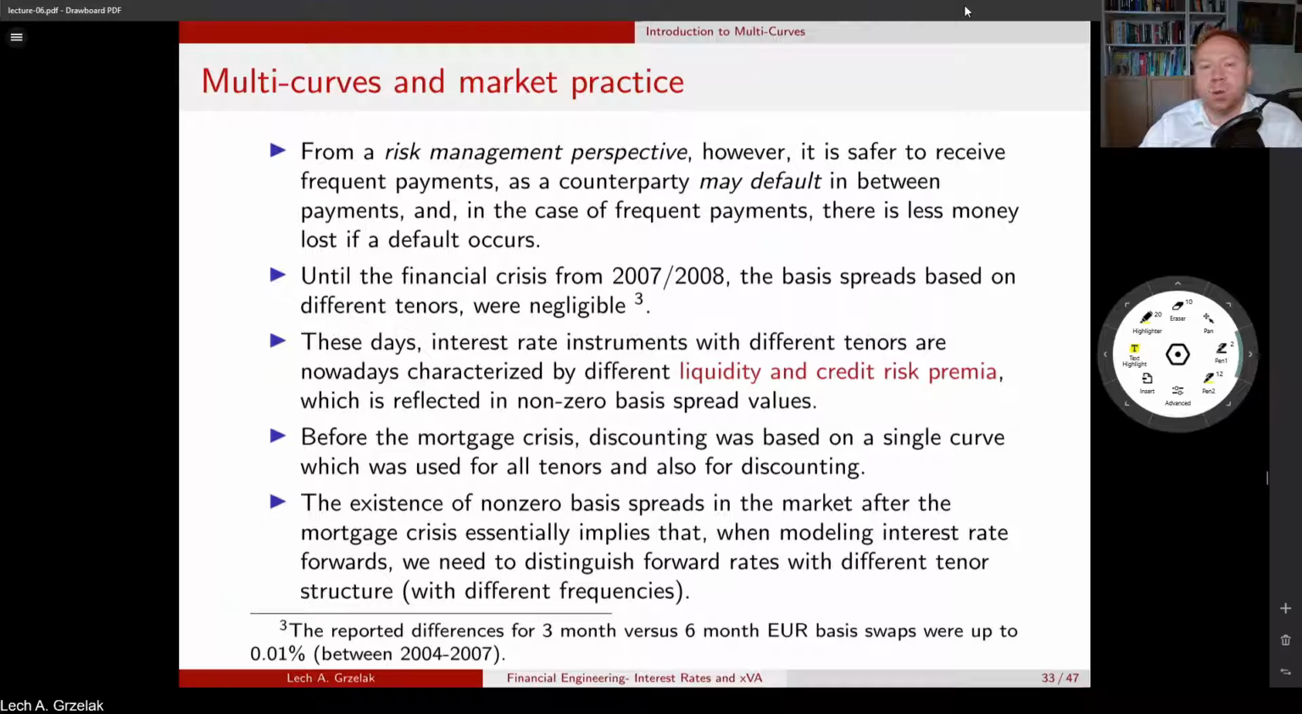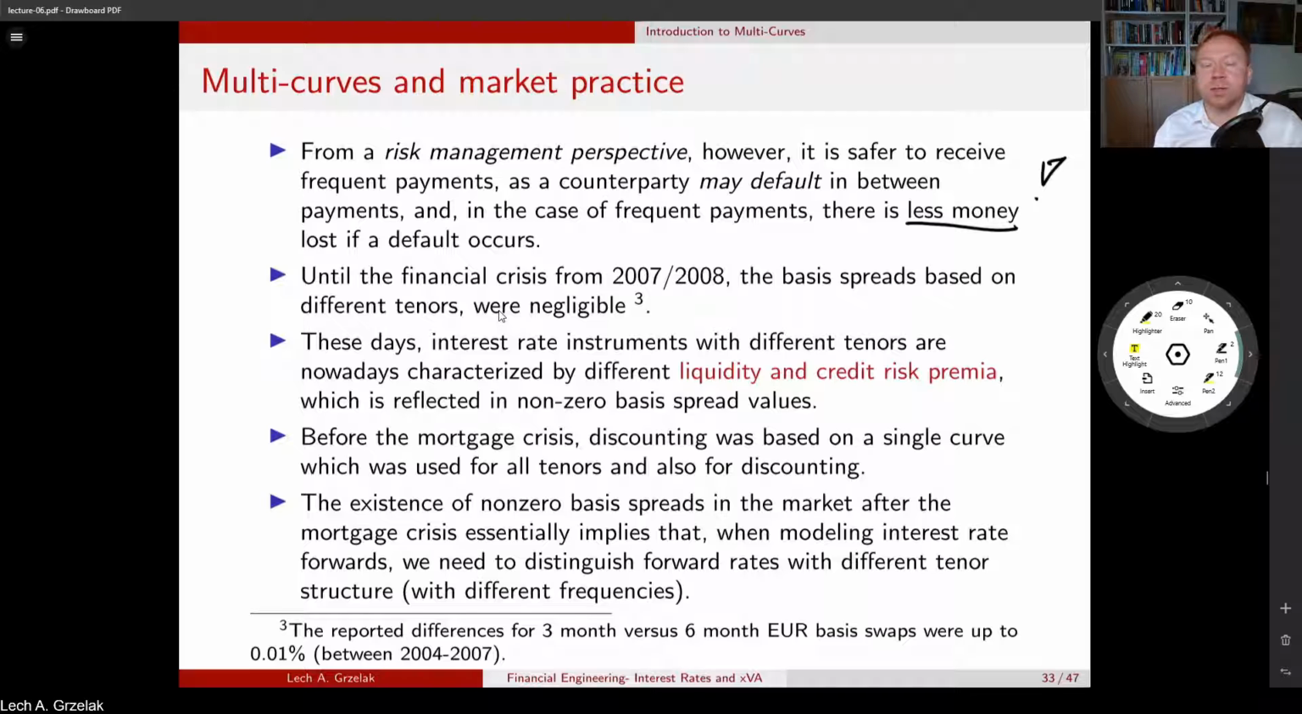So there are a few important takeaways regarding yield curves and the motivation for having them. The first is that from the risk management perspective, it is safer to receive frequent payments, as the counterparty may default between payments. In a case where we have very frequent payments, there's less money to be lost. This is, I would say, the most important motivation for multicurves. Until the financial crisis of 2007, 8 and 9, the basis spread, if you look at these contracts that we just defined, was really negligible. So it was really arbitrage-free, and nobody considered that the frequency of payments may have any role.